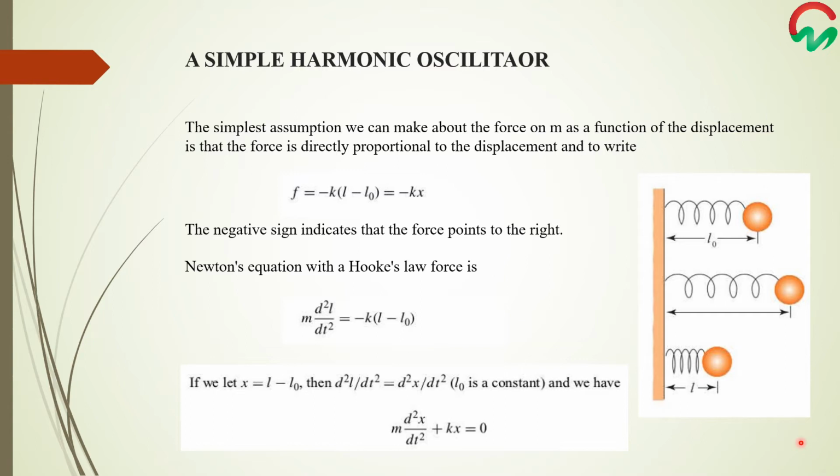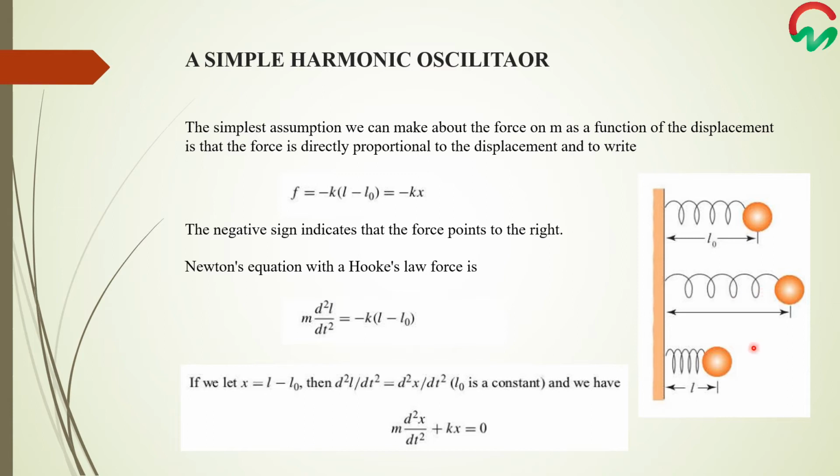the spring. The simplest assumption we can make about the force on the mass m as a function of the displacement is that the force is directly proportional to the displacement, and we can write it as F is equal to minus k(L minus L0), or simply F is equal to minus kx. Here the negative sign indicates that the force points to the right. If the spring is compressed, where L is much less than L0, then the force will point to the left, and if it is stretched, then L is much greater than L0, and it would point towards the right.